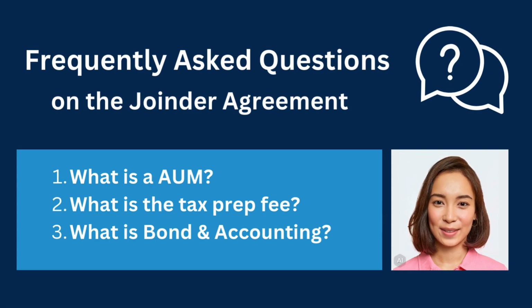What is AUM? AUM stands for Assets Under Management. All funds over $25,000 must be invested. Our bank charges 60 basis points or 0.6%. This charge is for 1 calendar year, divided into 12 months. These charges will be reflected on your statements.